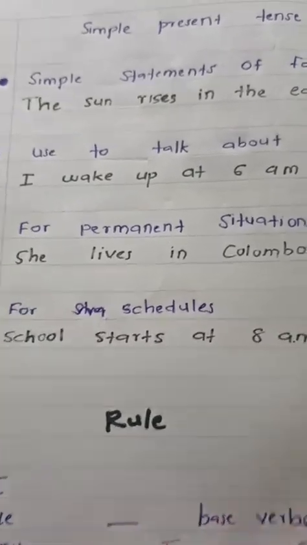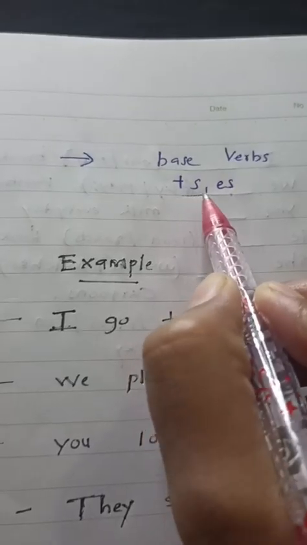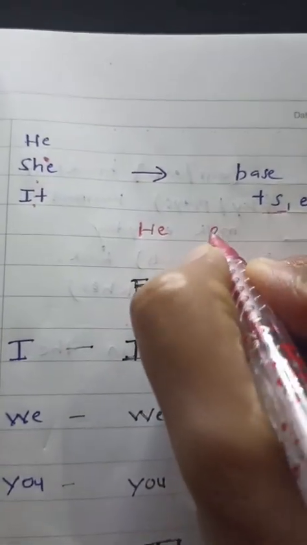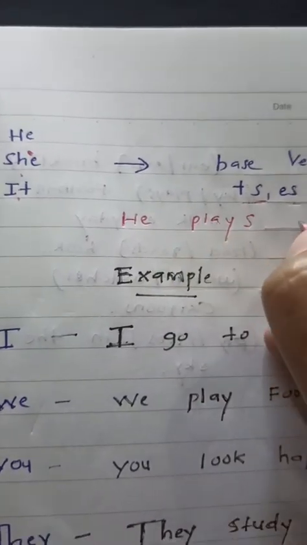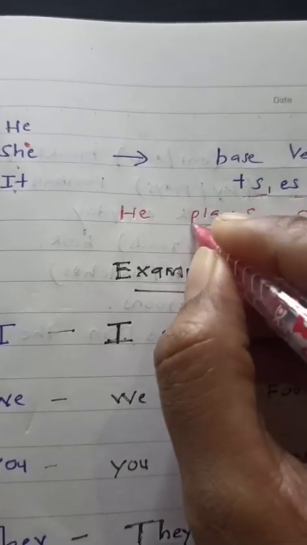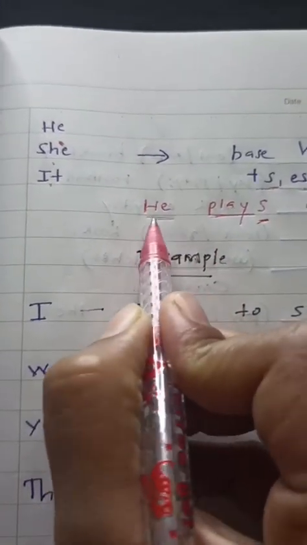I, we, you, they. If the pronouns are he, she, it, the base verb will change. S or es will be added. Example, he plays cricket. Play is a base verb, so s is added to this base verb because the pronoun is he. So s or es will be added to the base verbs.